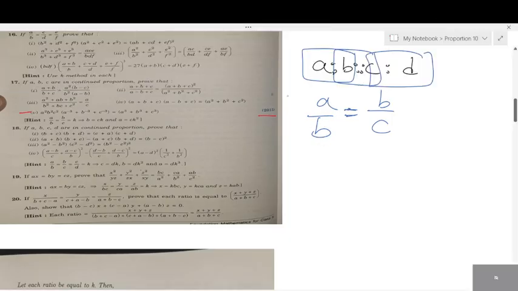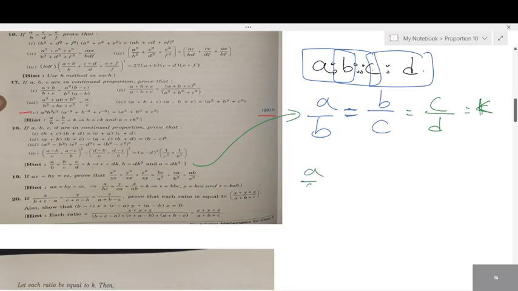Take second and third. What would you get for second and third? B divided by C. Then take the third and fourth. When you take third and fourth, what should I write? C divided by D is equal to K. This is the meaning of continuous proportion. Take one after the other: A, B, B, C, C, D. See, that is what they have given as well. Look at this. AB, BC, CD is equal to K.